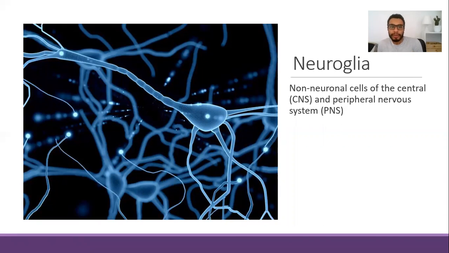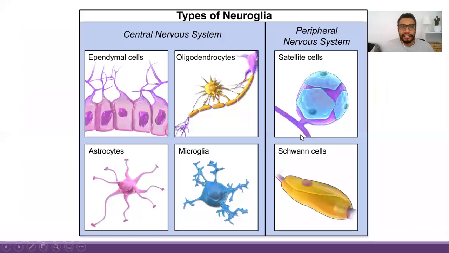So neurons are the most predominant type of cells, but we also have non-neuronal cells in the central nervous system and in the peripheral nervous system. These non-neuronal cells are called neuroglia. There are different types of neuroglia. In the central nervous system, we have ependymal cells, oligodendrocytes, astrocytes, and microglia, whereas in the peripheral nervous system, we have satellite cells and Schwann cells.